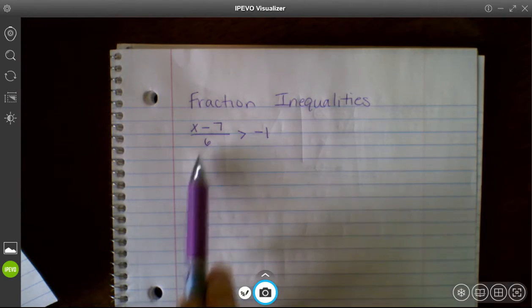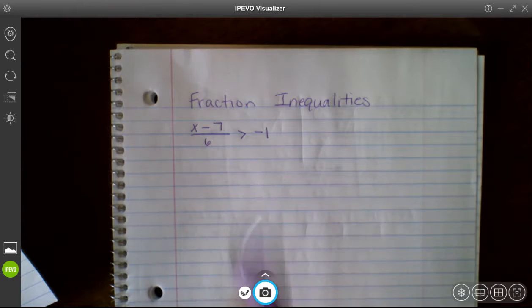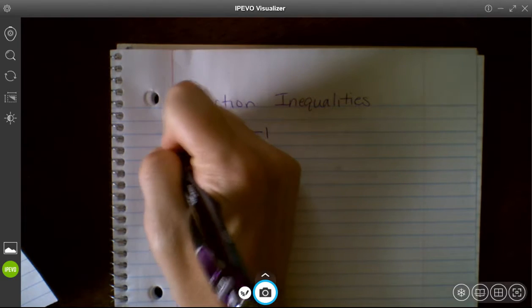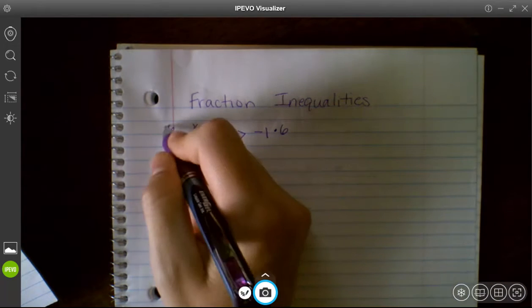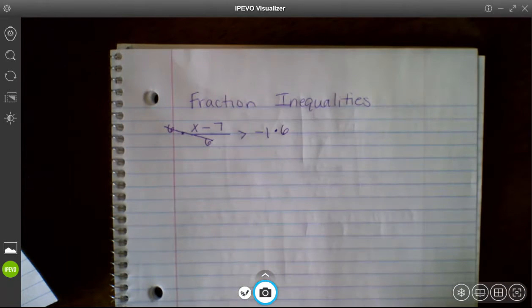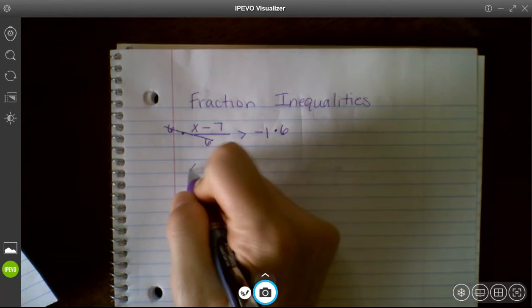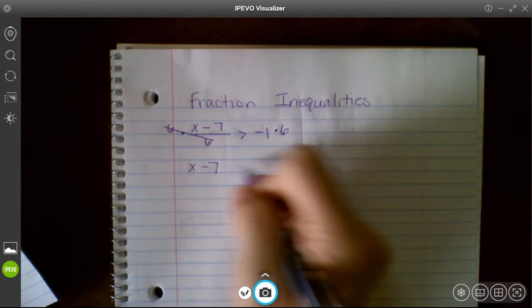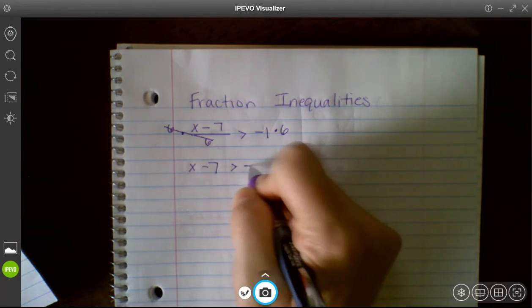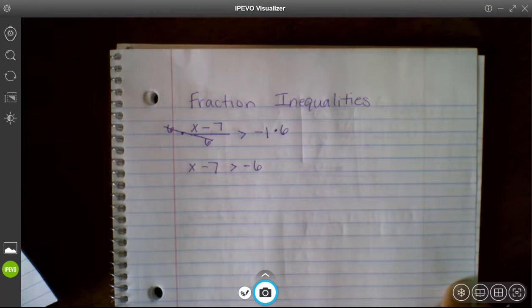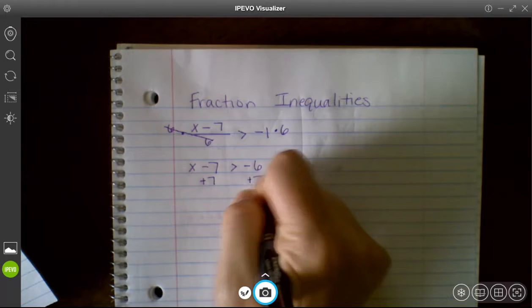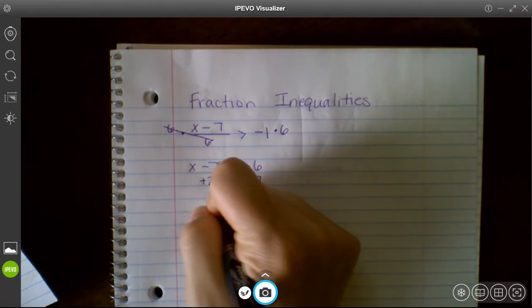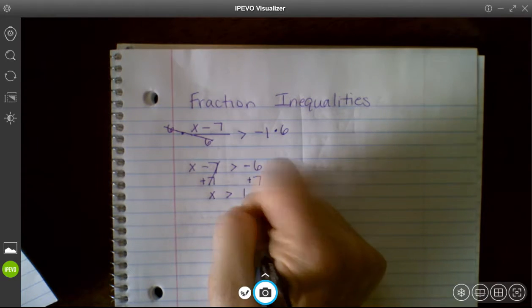So what I'm going to do is I'm going to multiply both sides by 6. So now I'm left with x minus 7 is greater than negative 6. So now I have a one-step equation. So add 7, x is greater than 1.